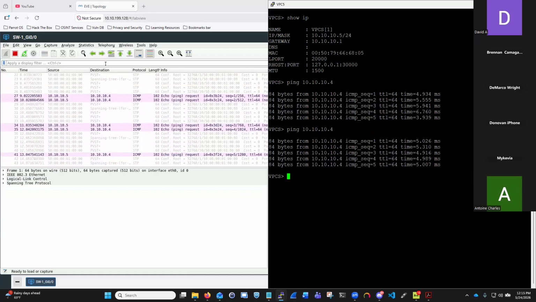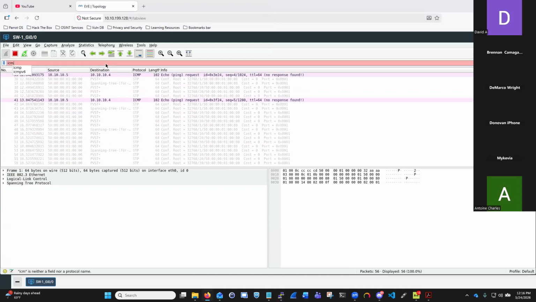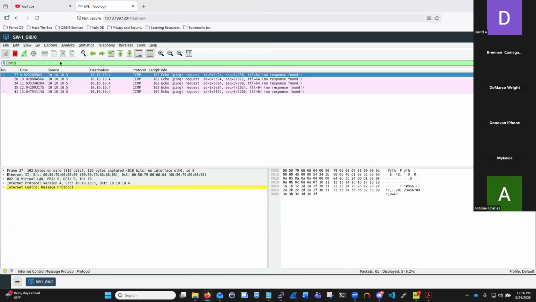All right. We got traffic traversing. So we see that traversing link, because we're capturing on switch 1, switch 1 gigabit 0/0. Let's stop it because we got what we need. We don't want to overload our PC. Let's take a look at what this looks like.